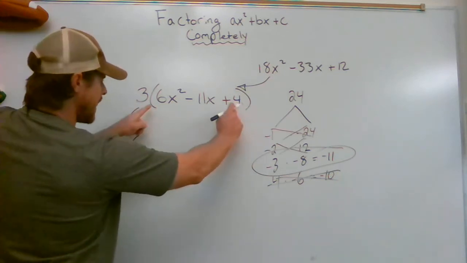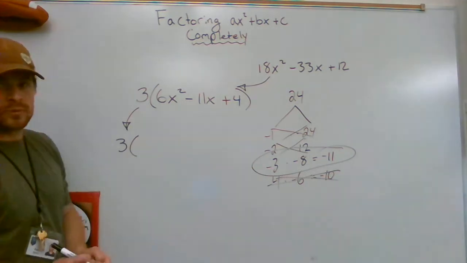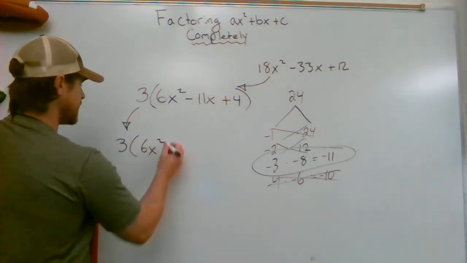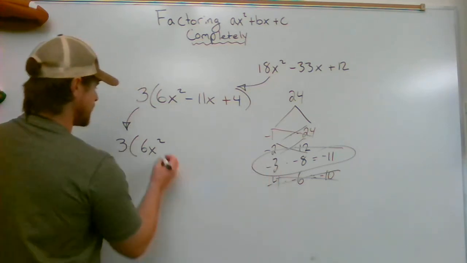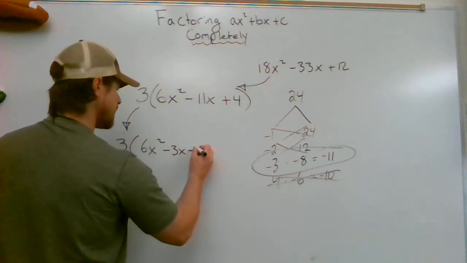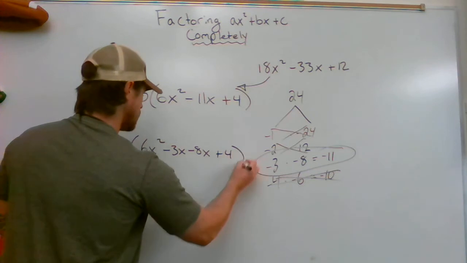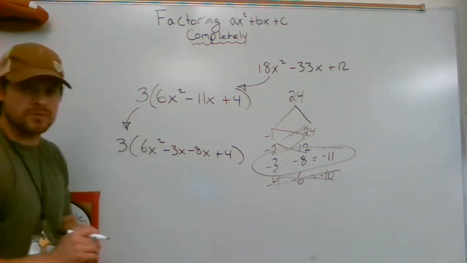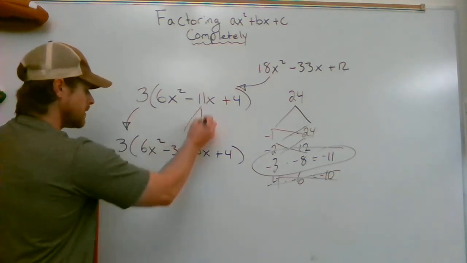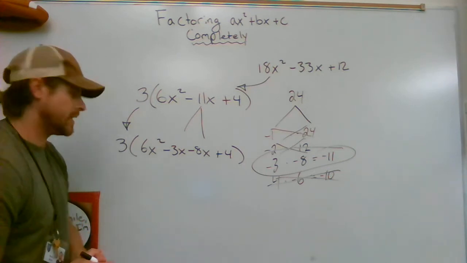Now I'm going to write everything here out, factored out with negative 3 and negative 8 written down as my B. So 6x squared, nothing changes. Negative 3x. Negative 8x. And positive 4. Stop real quick for a second just to make sure you understand all that. All I did here is I wrote the B down as 2 parts, my 2 factors that I found that would add together to make that negative 11.